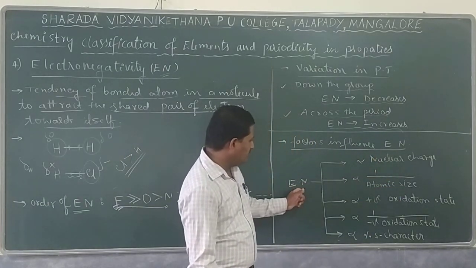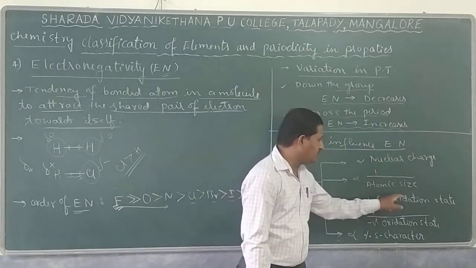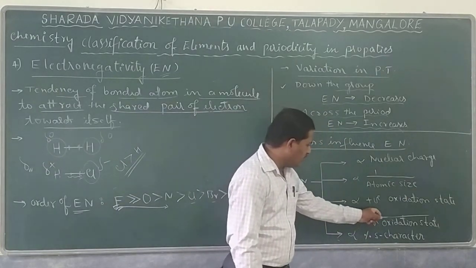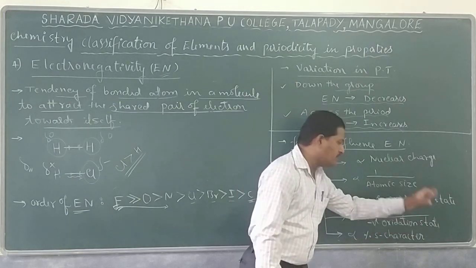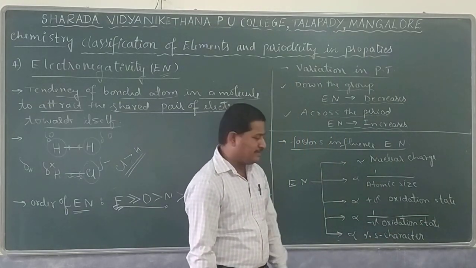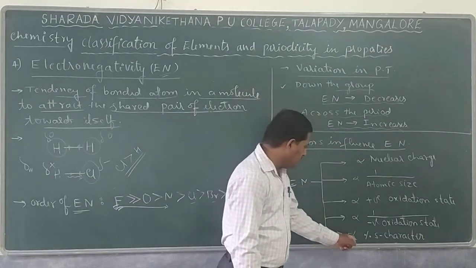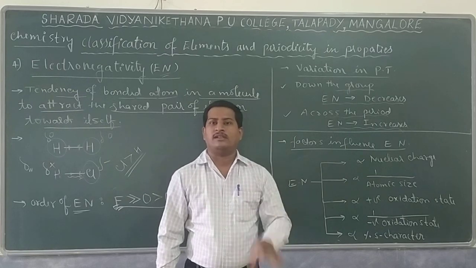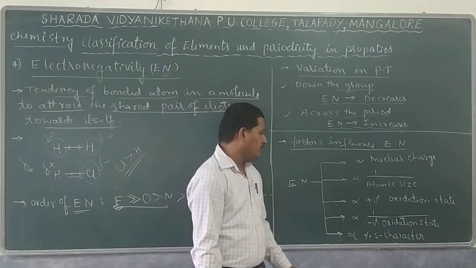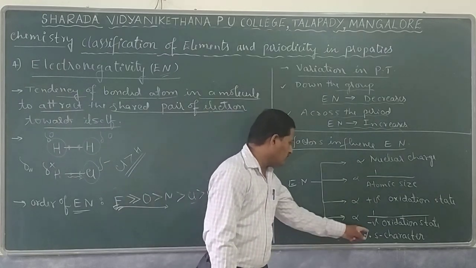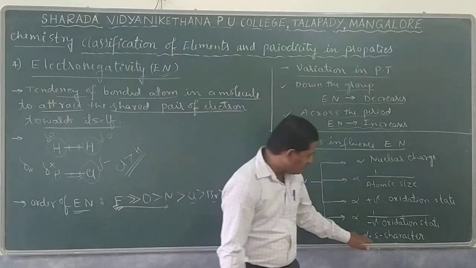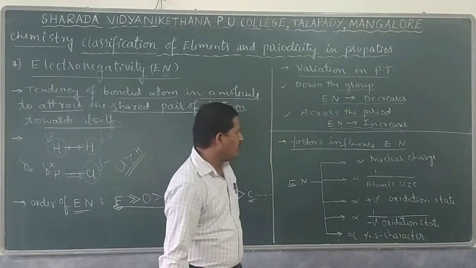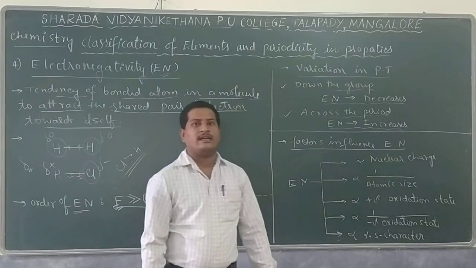After that, electronegativity is directly proportional to positive oxidation state, of an atom showing positive oxidation state. Similarly, it is inversely proportional for an atom showing negative oxidation state, or we can say valency. Then it is directly proportional to the percentage of s character, the percentage of s orbital involved in that bonding. This percentage of s character we can see in the chemical bonding topic. These are the different factors that influence electronegativity.